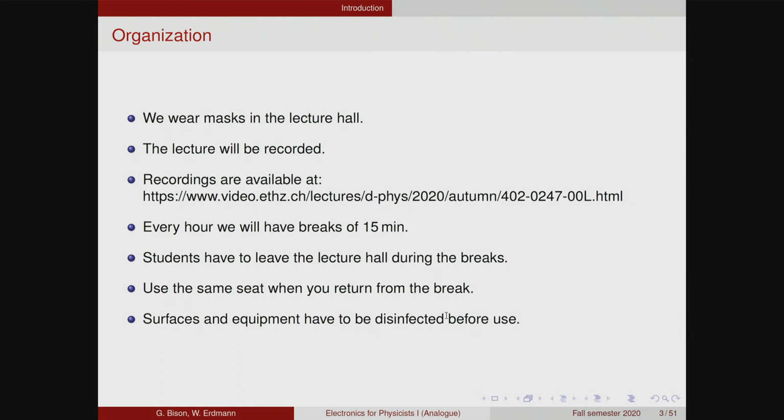Okay, I have to announce a few organizational things. We have to wear masks. The only exception is me, because we have these beautiful shields here, and it improves the understandability of the voice if I do not have to wear a mask. But if I emerge from this shield, I also will wear a mask.